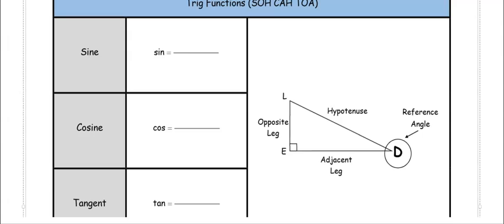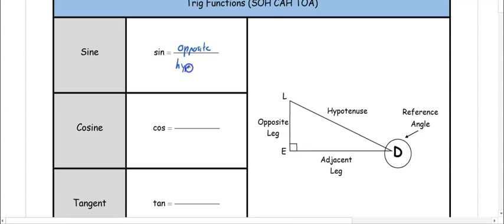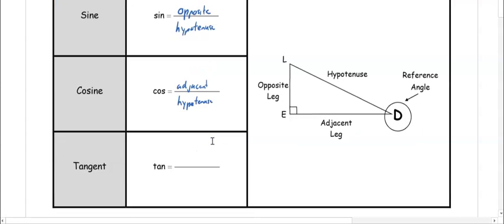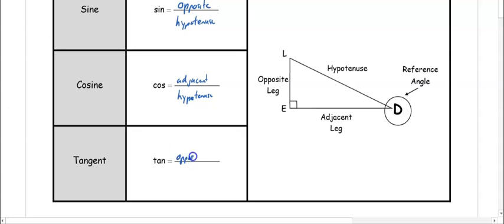Based on the reference angle, knowing our opposite, adjacent, and hypotenuse sides is important because it will help us set up our ratios. So sine is going to be the opposite side over the hypotenuse. The cosine is going to be the adjacent side over the hypotenuse. And the tangent is going to be the opposite side over the adjacent.